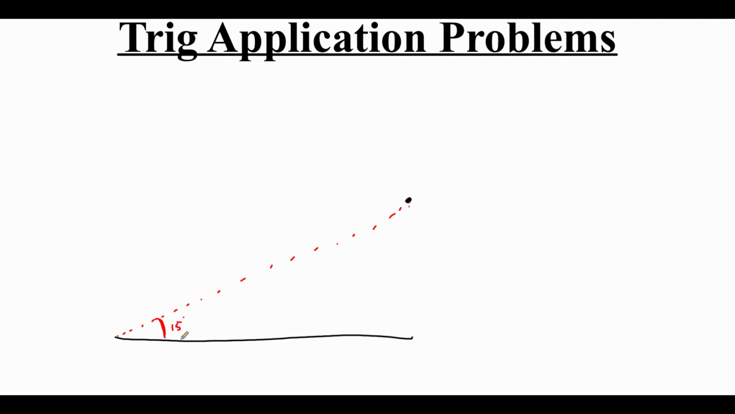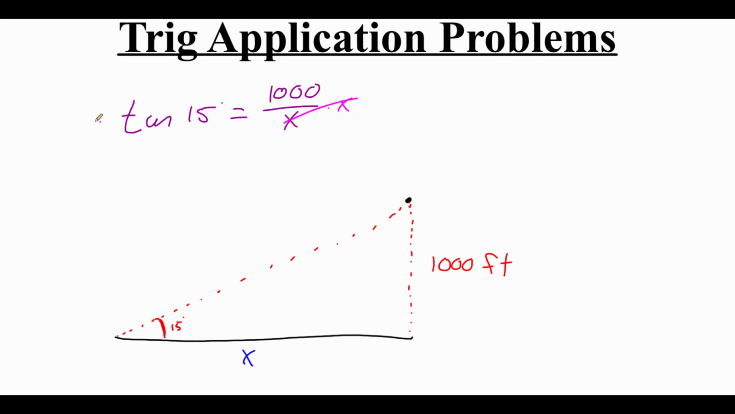And let's say we want to find the ground distance that the airplane has covered when it reaches an altitude or a height of 1,000 feet. Since we're trying to find this ground distance, I'm going to call that my x. Now from this 15-degree angle, the 1,000 is opposite and the x is adjacent. So we're going to write out a tangent equation. So this would say tangent of 15 degrees equals the opposite side, which is 1,000, divided by the adjacent side, which is x. Now as we're looking at this fraction on the right-hand side, we're dividing by the x right now. So in order to get rid of that, I'm going to multiply both sides by x.